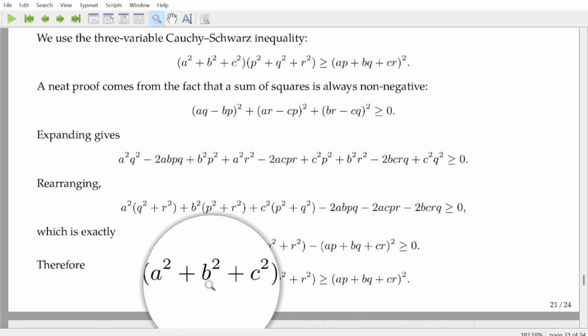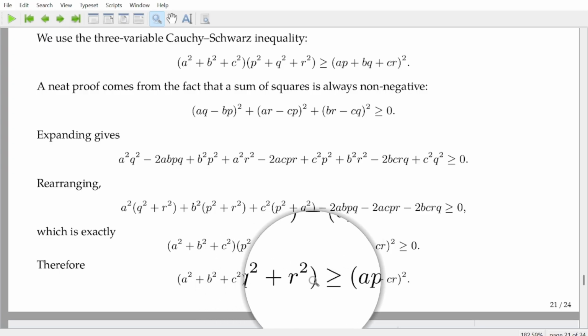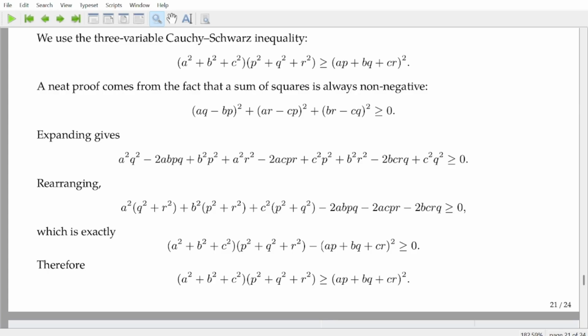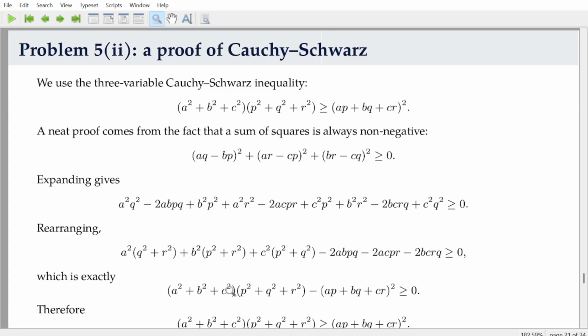That (a squared plus b squared plus c squared) times (p squared plus q squared plus r squared) is greater than or equal to (ap plus bq plus cr) all squared. So that's your Cauchy-Schwarz inequality, which we're going to be able to use in this question.